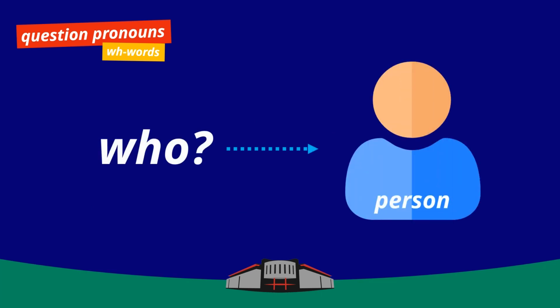First one we're going to talk about is who. You use who when you want to ask a question about a person. For example, who is that man? Or who do you like the most?